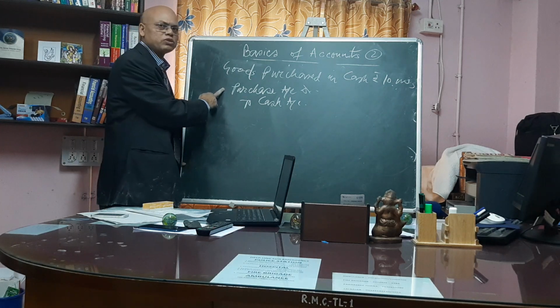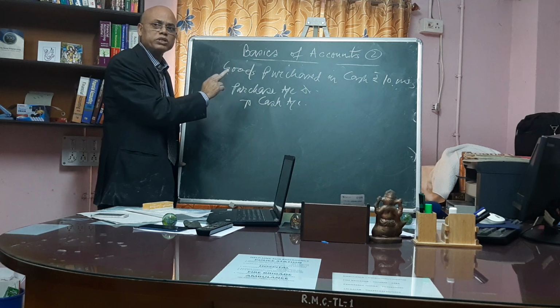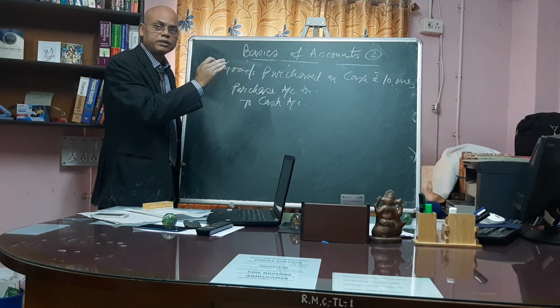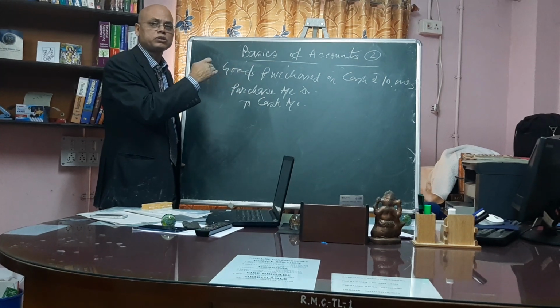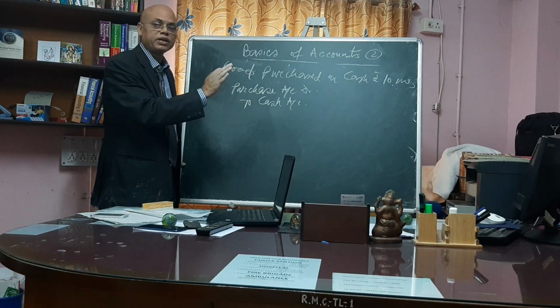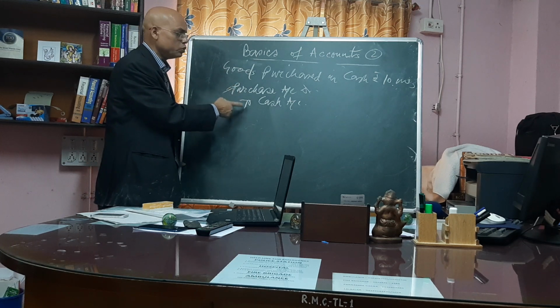Again, if you purchase goods in cash, that means purchase and expense. When you purchase goods or service, we write purchase account debit, not goods account or service account. When we purchase assets, then we write the asset account debit. In case of goods, we write purchase account debit. Purchase means only goods purchased for the purpose of sale. Any item purchased not for sale is not considered as purchase. Therefore, purchase to cash account.